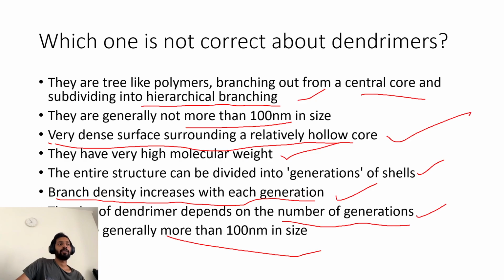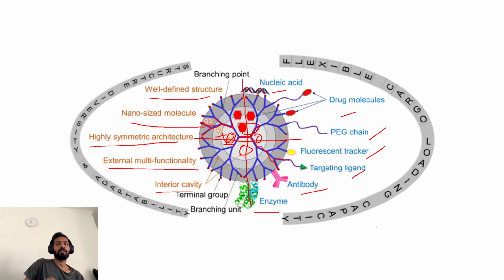Now let's go back to this. They're generally not more than 100 nanometers in size. So usually, even though they are nanometer structures, dendrimers are made to be over 100 nanometers in size. So you have multiple generations. So this would be the incorrect option, and 'they're generally more than 100 nanometers in size' is the correct statement.